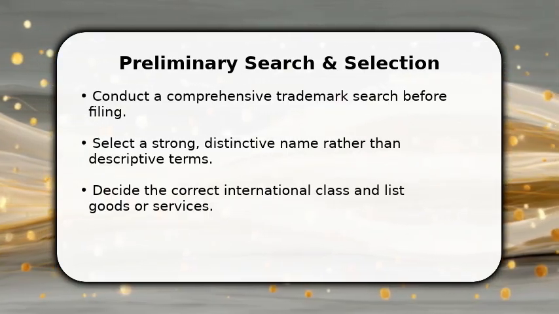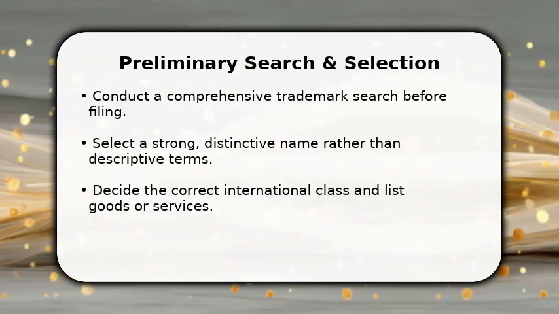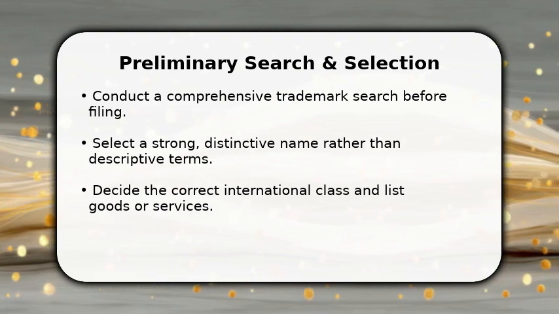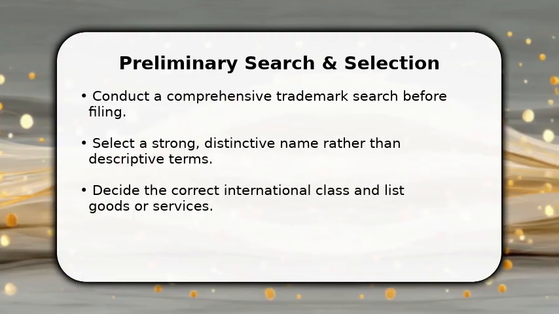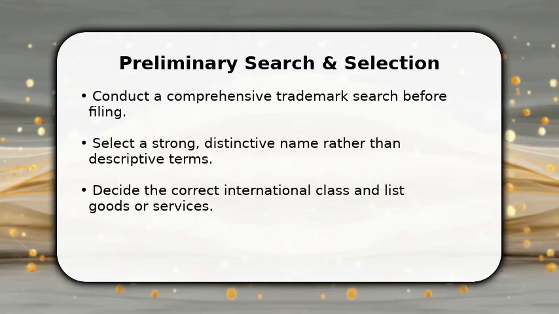Select a strong, distinctive name rather than descriptive terms. Decide the correct international class and list goods or services precisely. Wrong class choices can delay registration. Record dates of first use in commerce and intent to use decisions to support your application strategy.